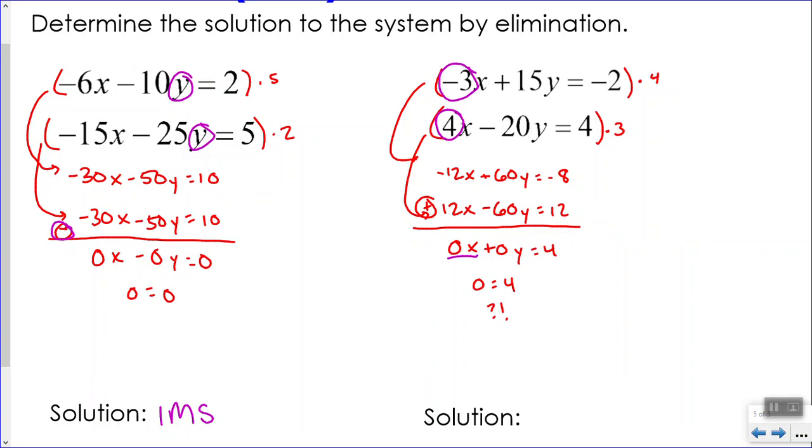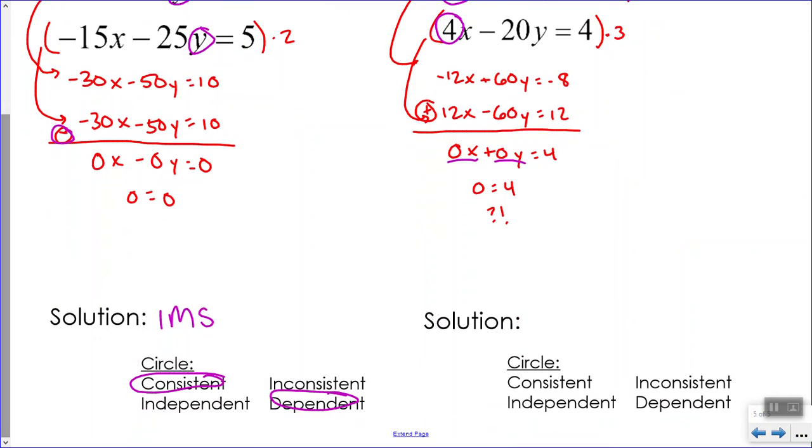And then it also ends up eliminating our y term, but on the right-hand side of the equal sign we have 4, which leads us to the statement 0 equals 4. This is a contradiction. So this is our no solution, which gives us an inconsistent system. And again, it's neither independent nor dependent.